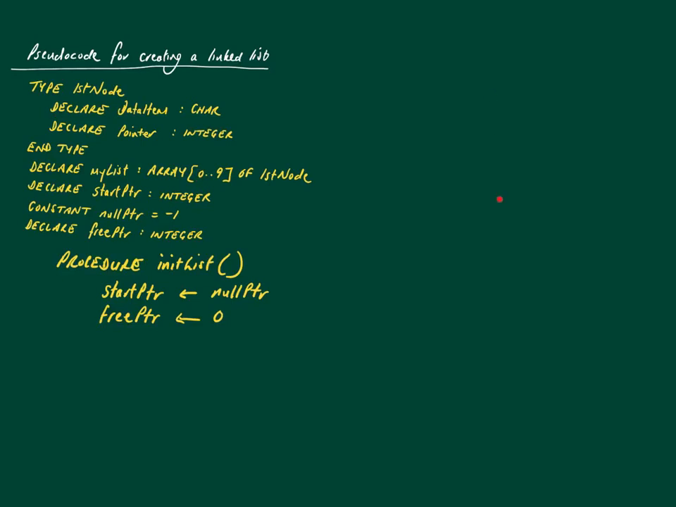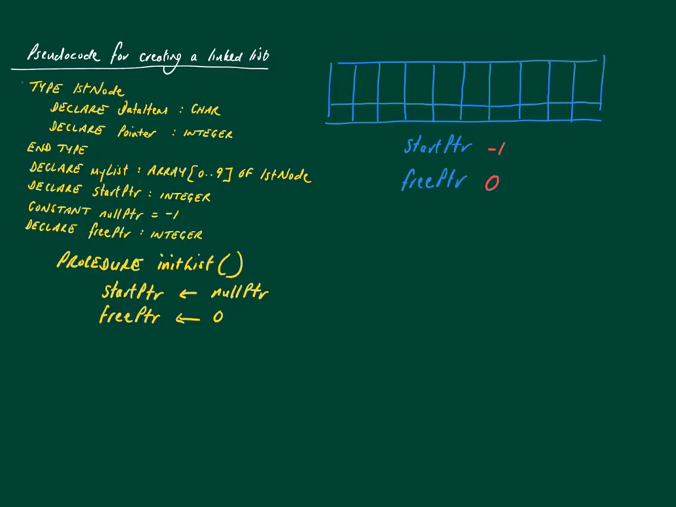I'm going to draw it in blue up here, just so you can visualize the list. So this is the array. We see it from left to right, array element 0 up to 9. But inside each array element there is an object which is a list node, and it's got a data item and a pointer.